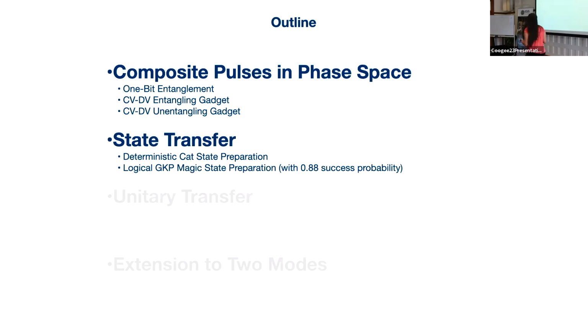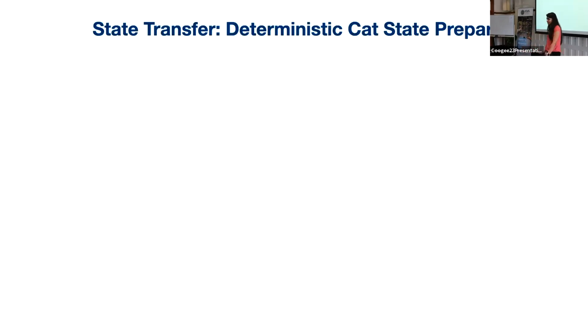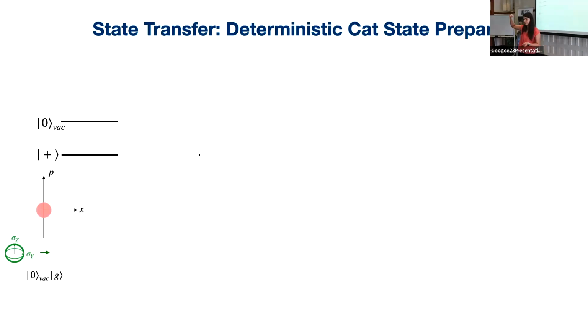So for deterministic cat states, okay, if you don't know what cat states are, it's fine, because whatever I'm going to show you on the slide is all you need to know. So you start with your top wire in the vacuum state and the bottom wire, the ancilla qubit, being in the plus state. At this point, you are basically at x equals 0, p equals 0 in the phase space in terms of vacuum, and your qubit basically is pointing outwards, but you get the point.